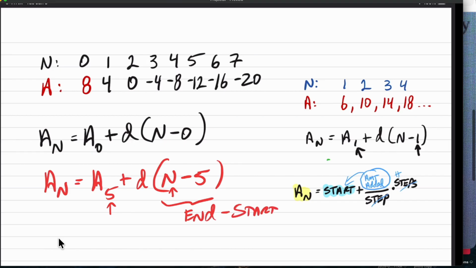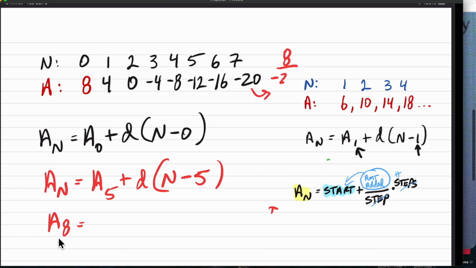Okay, so let's pick a number and see if this works. Let's figure out what the amount is at a sub 8. Okay, that's not on our screen yet. Let's get it on there. So minus 4 would get negative 24. Let's see if this works.